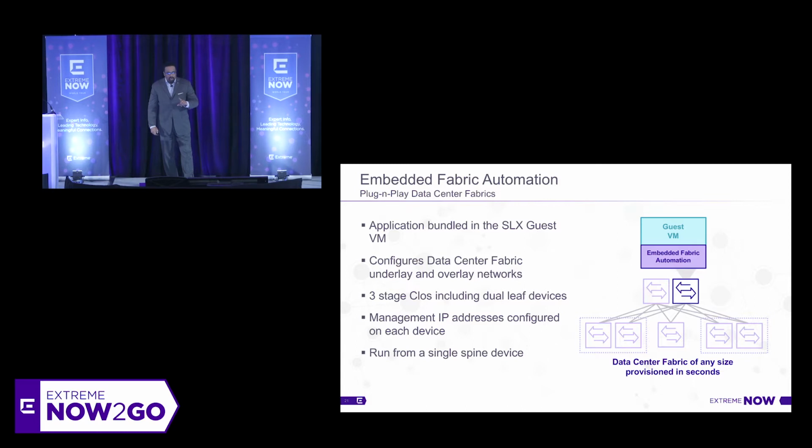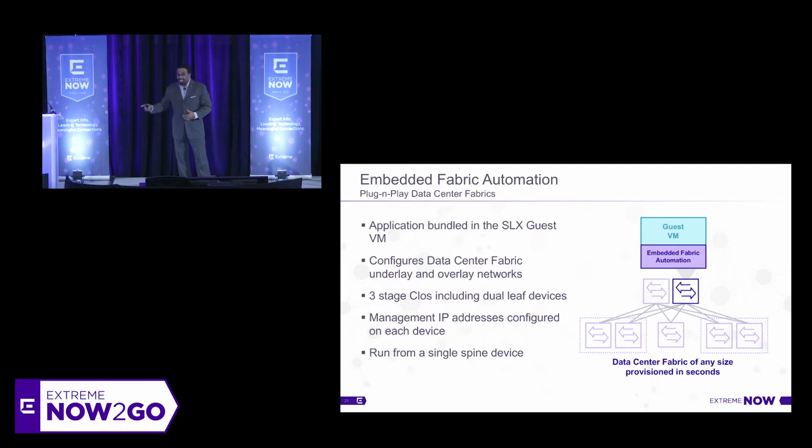With Extreme Fabric Automation, what do you do? You log into the guest VM on the spine switch. Once you log in, you prompt it, and you issue a single command. And basically, all you do is give the IP addresses of your spine and the IP addresses of your leafs. Once that's given, it will go out, add those switches inside its database. It will then validate the fabric and then deploy it and configure it. That all occurred in a little over three seconds. Three seconds to deploy a full IP fabric.